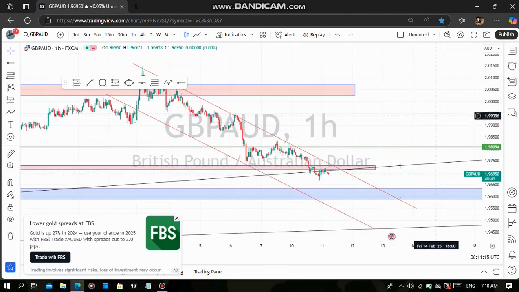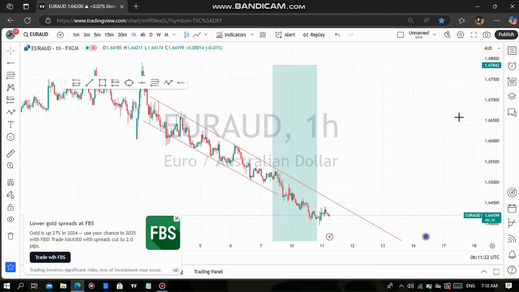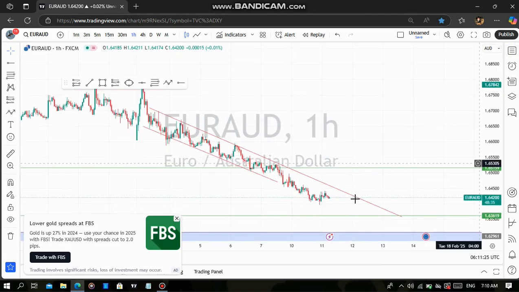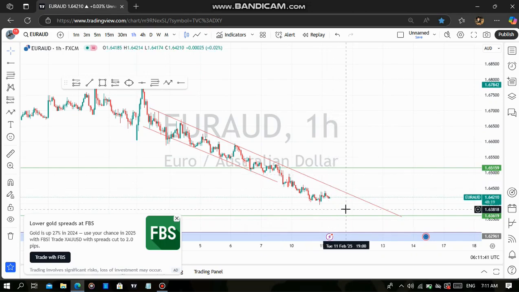It's not that hard. Same thing also on EURAUD. Similar thing. We can see price moving nicely on this downtrend. So we are waiting patiently for price to test this downtrend at any point in time this week. A rejection on the downtrend line, we take our sell trade. That is that about EURAUD.